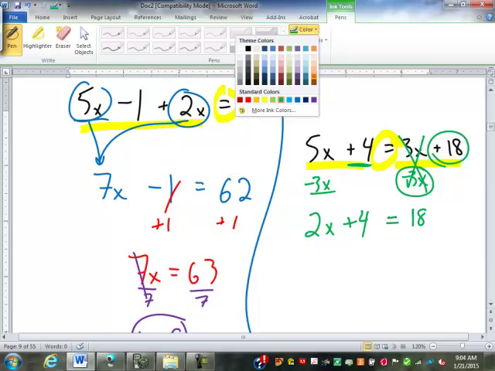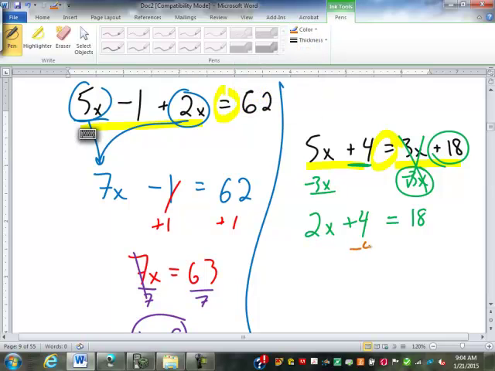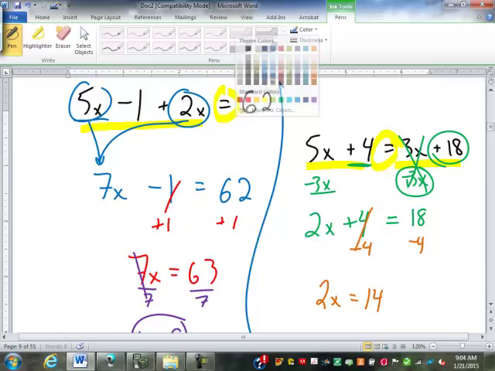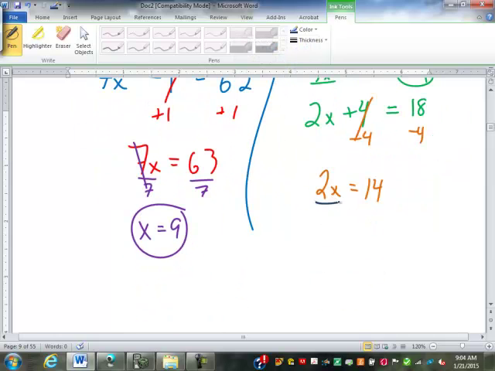And then subtract 4. 2x equals 14. And divide by 2. X equals 7. What's that? Okay, that was a little fast.